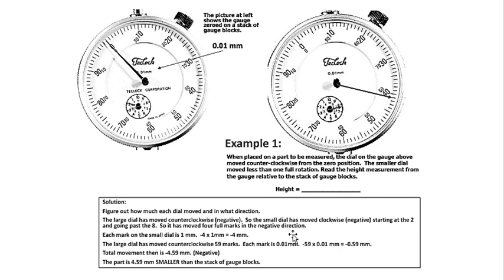Okay, so in this example, each marking is 1 millimeter, so it went counterclockwise, in the negative direction, 4 revolutions. Therefore you get minus 4 millimeter. And the larger dial has moved counterclockwise 59 marks after swapping the object. So you get minus 0.59 millimeter. It means that your part is actually smaller than the stack of the gauge block.